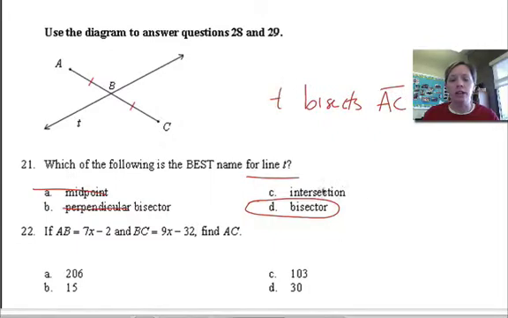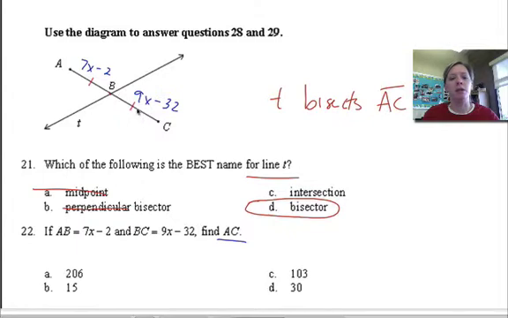Intersection is not the correct answer either, because you could say the intersection of those two things, of line T and segment AC, is point B. The intersection is where they meet. It's not a thing. Now, number 22 requires me to label my picture. If AB is 7x minus 2, and BC is 9x minus 32, we want to find the length of AC.